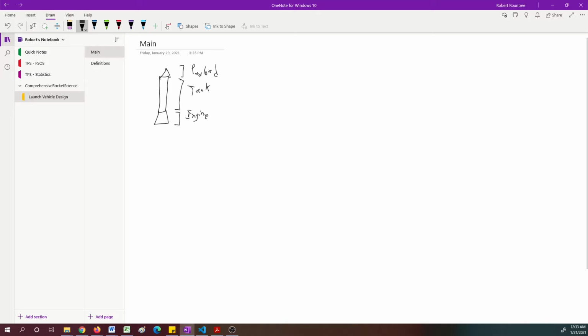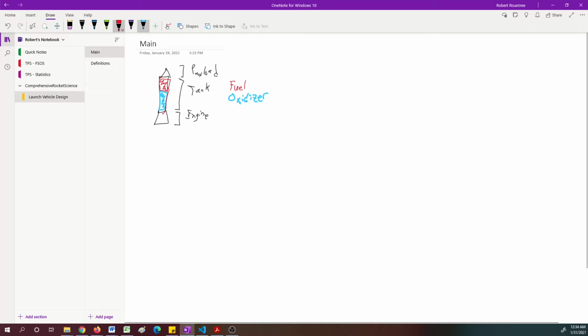The main segments of a launch vehicle include the rocket engine, one or more tank sections, and the payload. Now, in all launch vehicles, the vast majority of both the volume and mass is made up of the tanks, generally a fuel tank, seen in red, and an oxidizer tank, seen in blue.